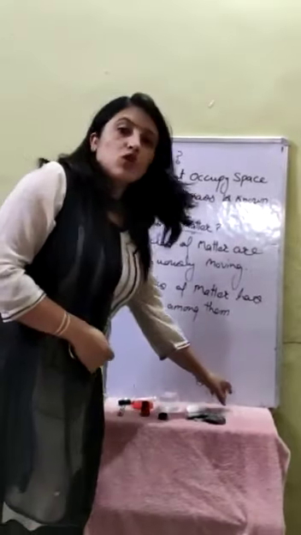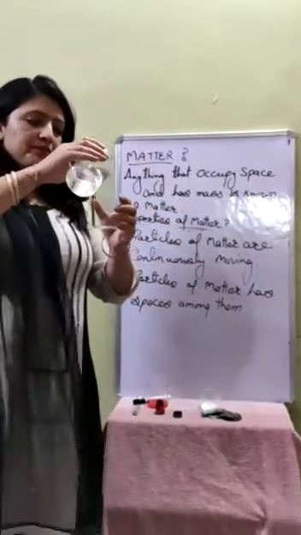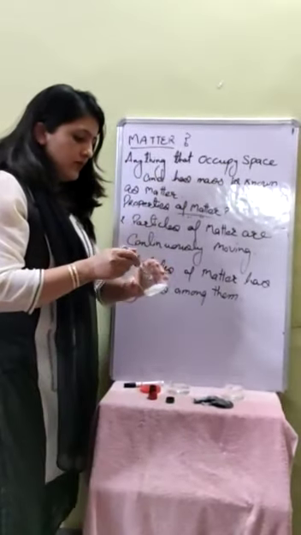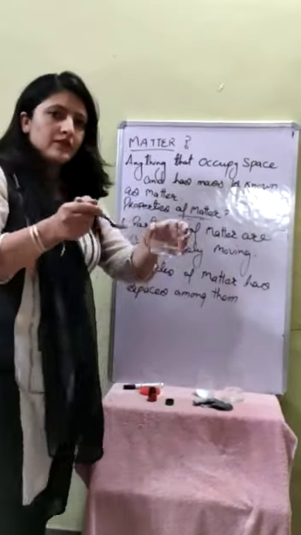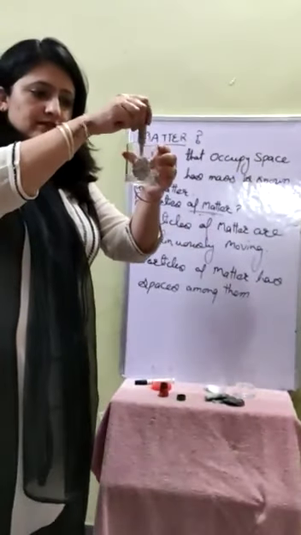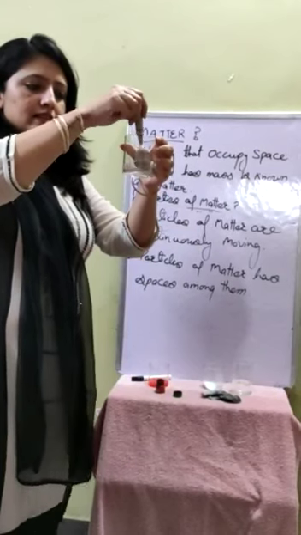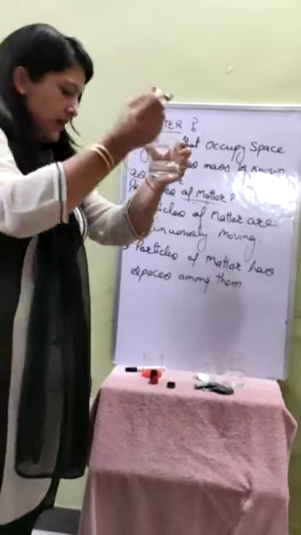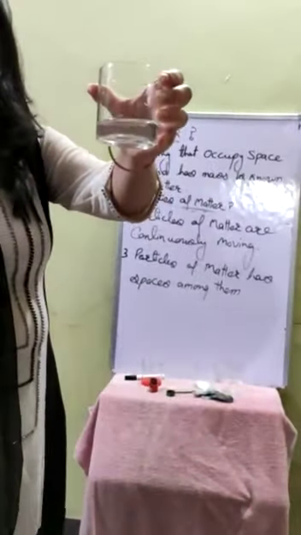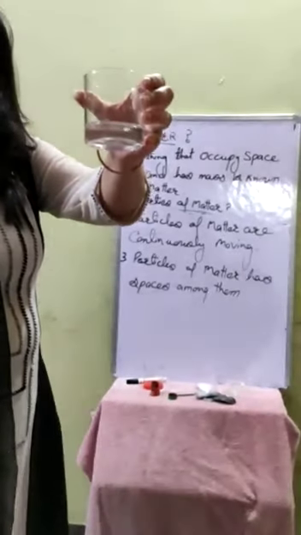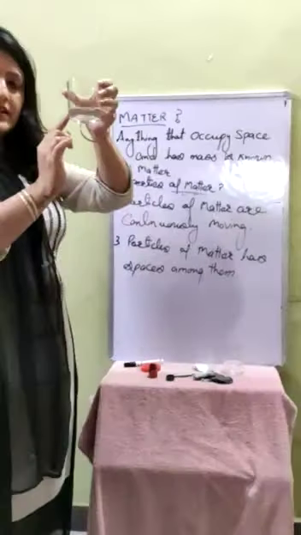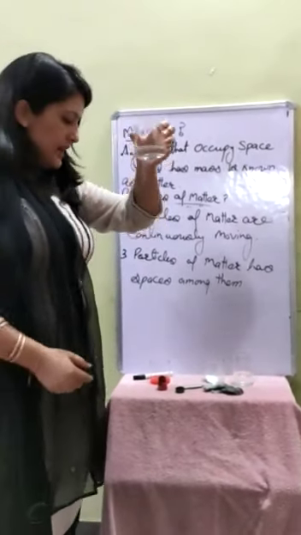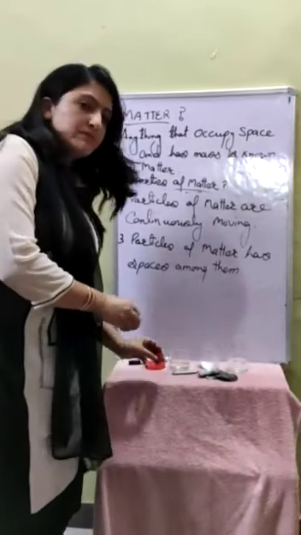I am making a salt solution over here. I am taking this water and adding 1 to 2 grams of salt in it, and I am stirring it. But we will see that after some time the whole salt has dissolved in the water, but the level of the water will remain the same. The level of the water has not changed. That shows the particles of matter, water is matter, have spaces among them where the particles of salt got adjusted. In this way, we can say that the particles of matter have spaces among them.